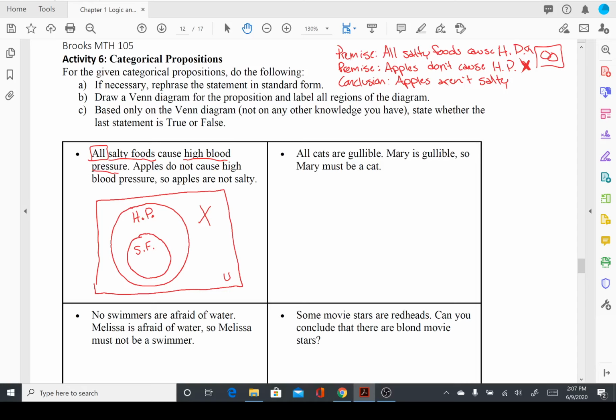So, can we say that apples are not salty? Apples are out here. Salty foods are inside blood pressure, so yes, we can. We'll say it is a true statement based on those premises. Later on, we're going to be using words like valid. For now, you can just say true, based on what they gave you. The next three you're going to do in your groups in class.